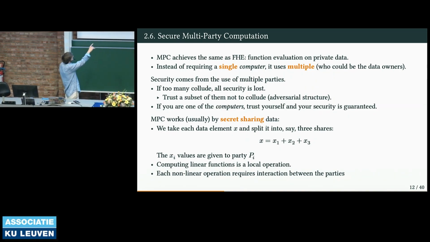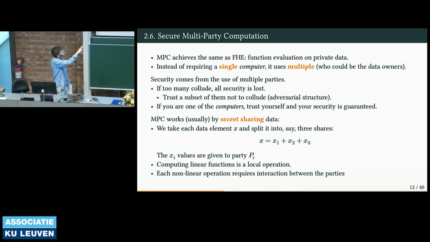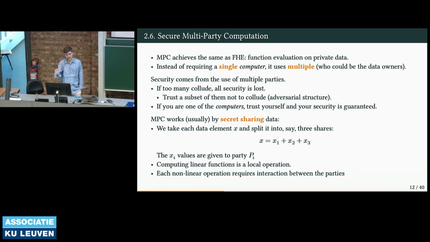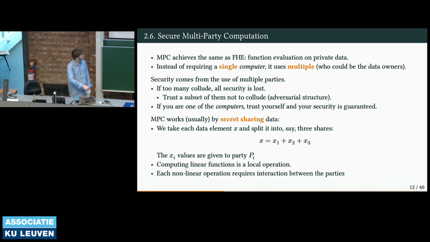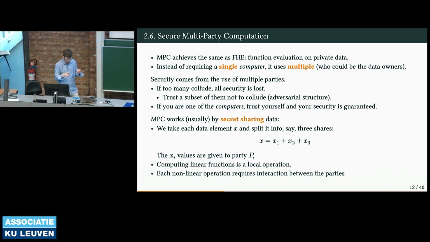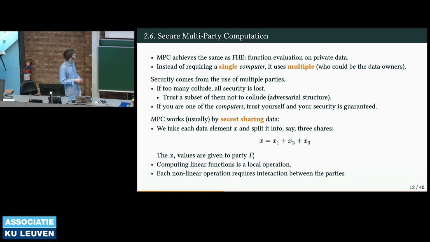Because you can see that if we have a sharing of X like this and a sharing of another value Y, then adding the shares together becomes a sharing of the addition of X and Y. So again, computing a linear function is local. You can just add your shares together locally. You don't need to talk to the other parties.